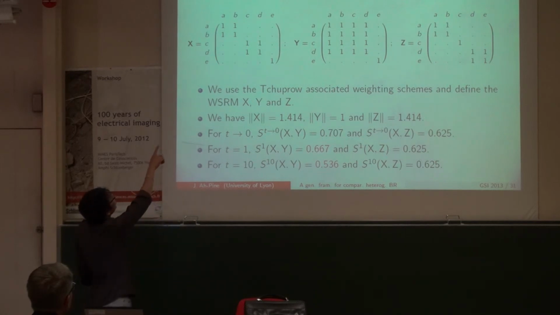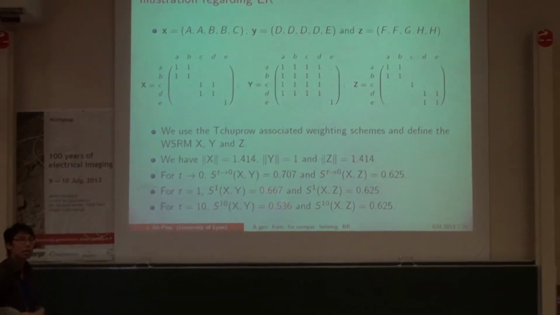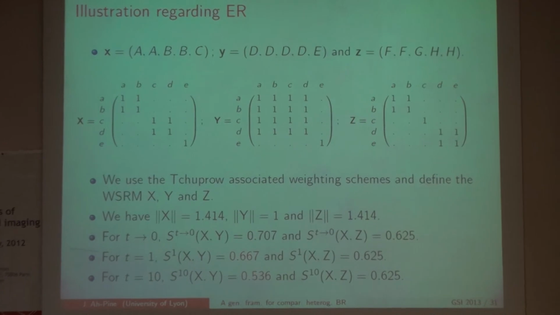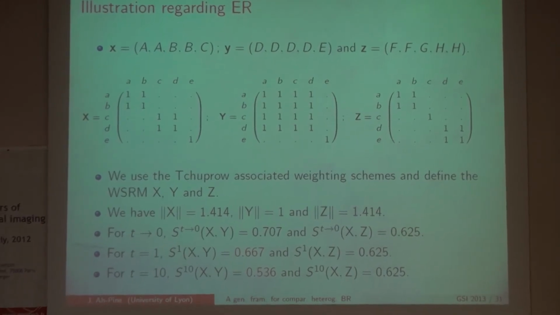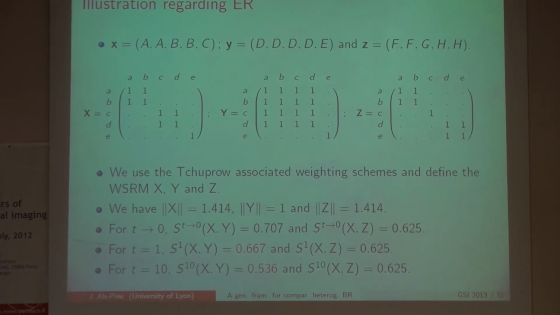Just a simple example to illustrate that it works. I took three variables, x, y, and z. We can see that x and z have the same densities, while y has a different number of categories and a different density. I took the weighting scheme related to the true prose coefficient, and I computed the WSRN. I computed the norms, and we can see that the norms of X and Z are the same, so they are not heterogeneous. In contrast, Y has a distinct norm.